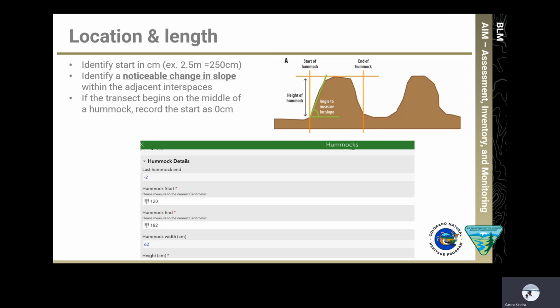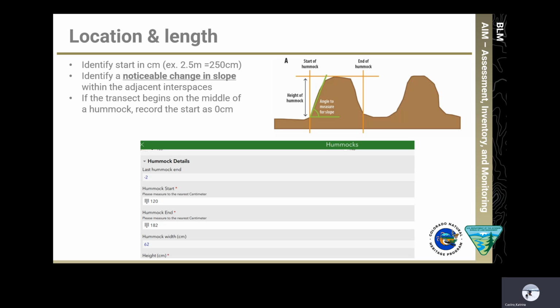Once you have determined if a feature is a qualifying hummock, you will need to gather information about its physical characteristics. The first piece of data that you will collect will be the start and end of the hummock. Looking straight down at the transect tape, use one side of the transect to create a two-dimensional line. Follow that line and record the start and end of the hummock feature in centimeters. Record that information in the appropriate fields within Survey 123 or paper data sheet.